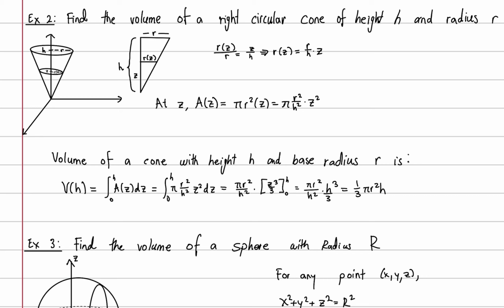And you may actually recall this. That's how we get the formula, right? 1/3 pi r squared h.